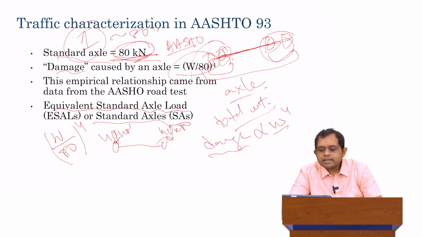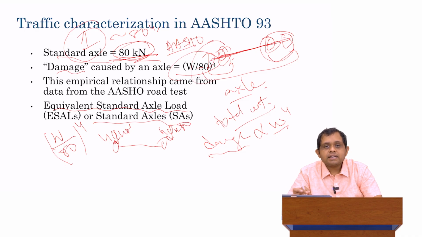So if we had an axle of weight 80, our damage was 1, regardless of units. If the axle had a weight of, for example, 160, double that, then the damage is not going to be double. The weight is double, but the damage is not double. The damage is actually 2 raised to the power of 4, hence the fourth order law. So it would increase by a factor of 16. Doubling the load increases the damage by a factor of 16.